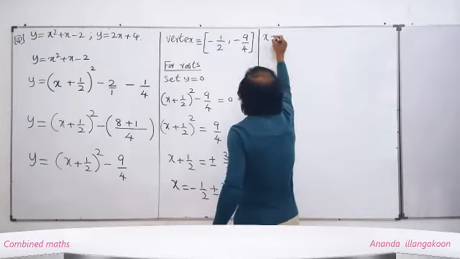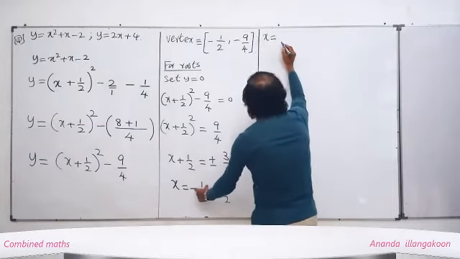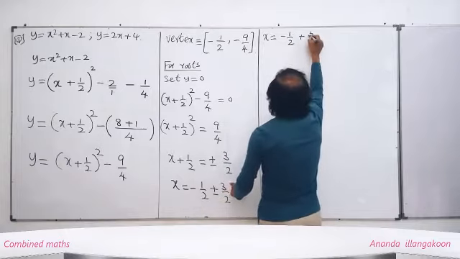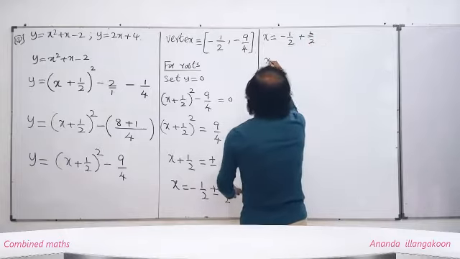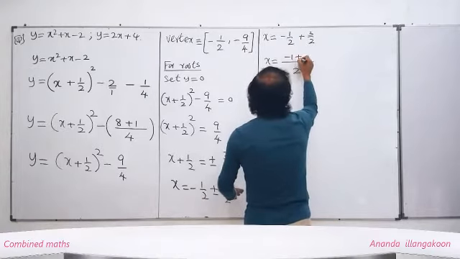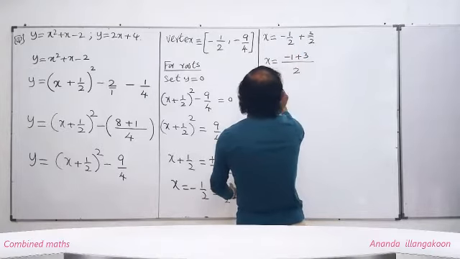When you take the plus sign, what do you get here? Minus half plus 3 by 2. The common denominator is 2. Here minus 1 plus 3, 3 minus 1 is 2. 2 by 2. X is 1.